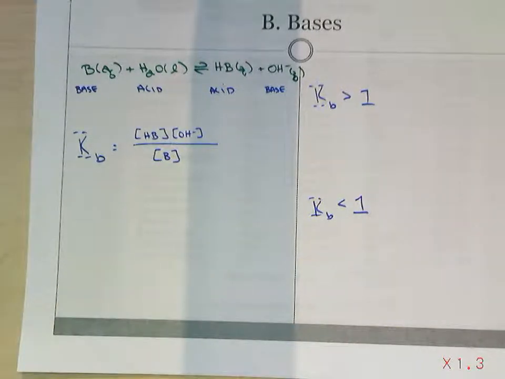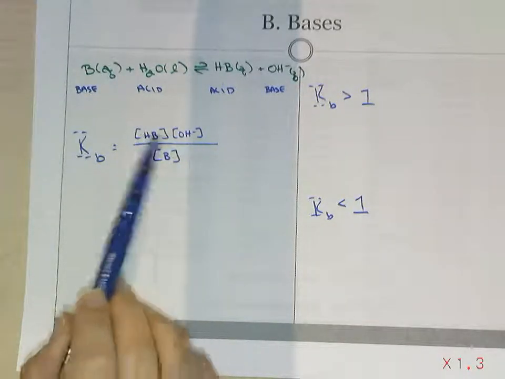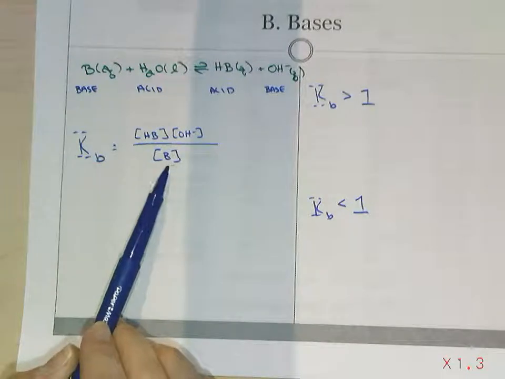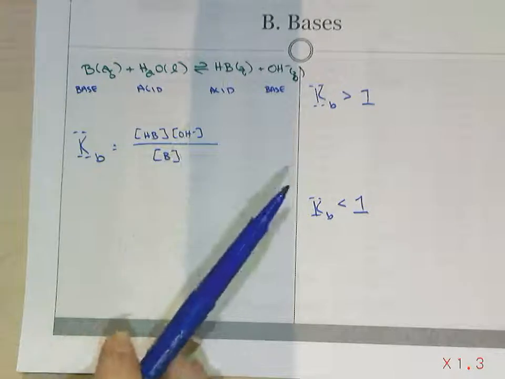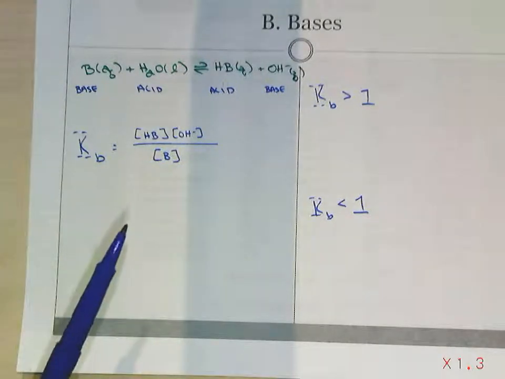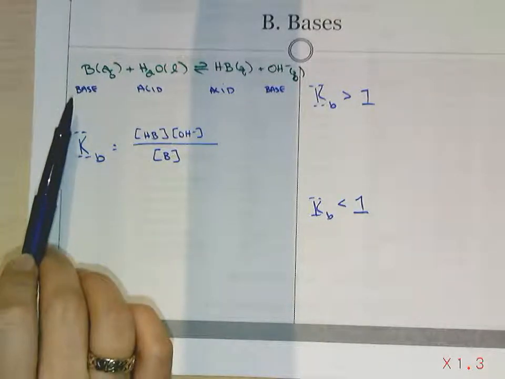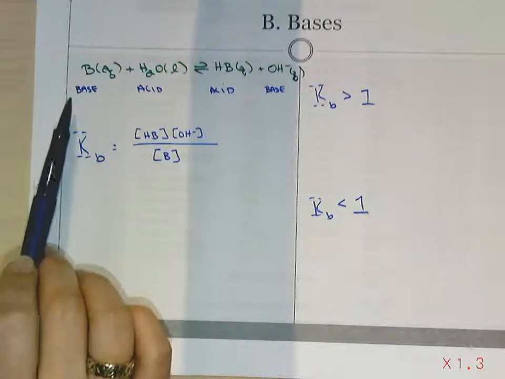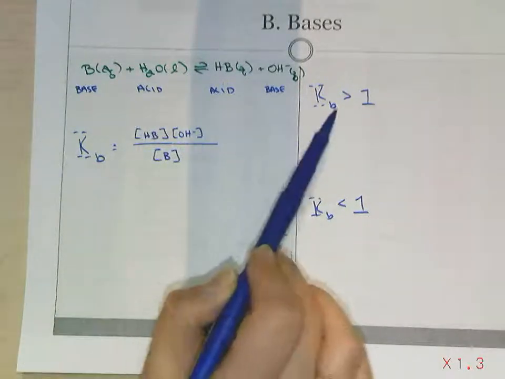If I have Kb that is greater than 1, which is the bigger component of my fraction, the numerator or the denominator? Right, so the numerator has to be big. So if the numerator is big, do I have more products or more reactants? More products. So is this a strong base or a weak base? It has to be a strong base, right? A strong base would make lots of products, which makes the numerator really big, which makes Kb greater than 1.